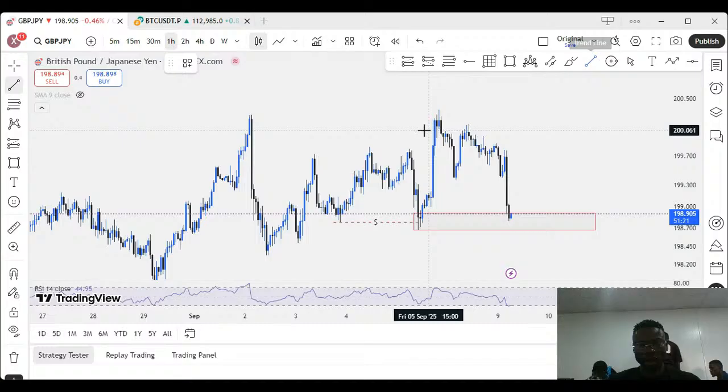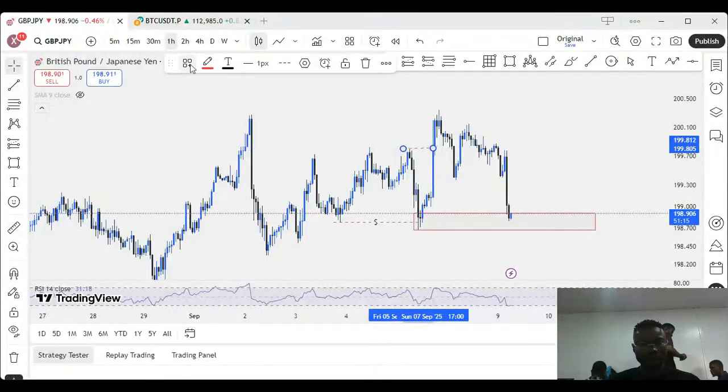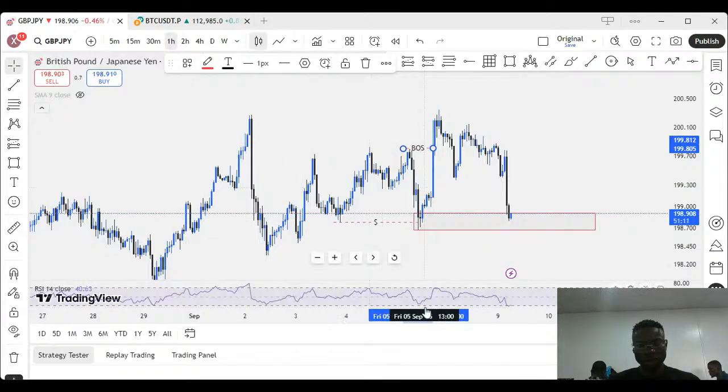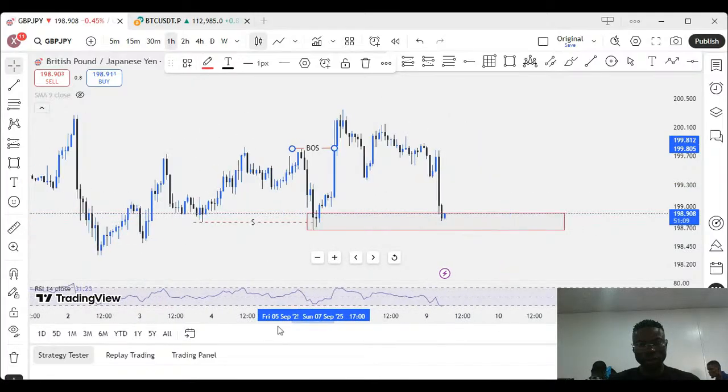There's actually a break of structure here. Yeah, this is a break of structure, a valid one. So I'll be observing what price does here. I will be waiting on this GBPJPY and see what price is going to do around here. Like I told you, I'll be waiting for my confirmation here before I take any trade.